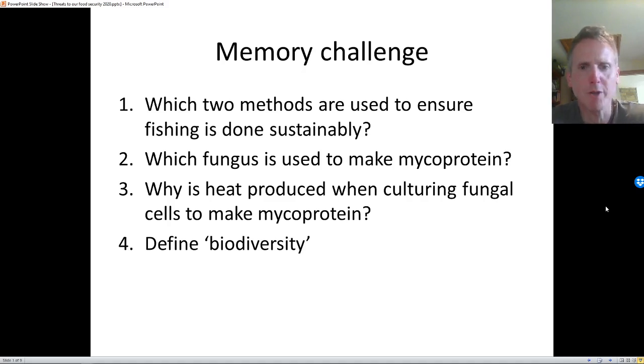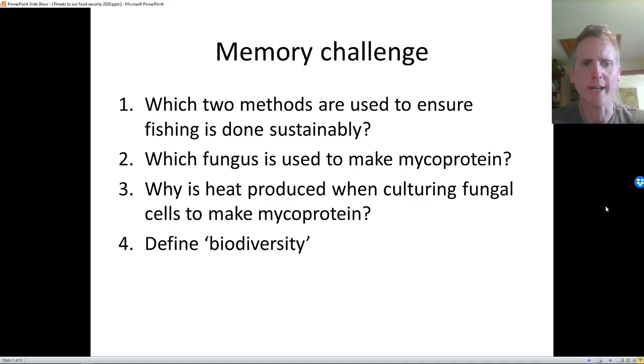Anyway, number one, which two methods are used to ensure fishing is done sustainably? Sustainably means it can be done over and over again. And in the previous lesson, we went through the fact that you can control net sizes, so the little juvenile fish escape, so they can become the adults of the future and breed and replace the population.